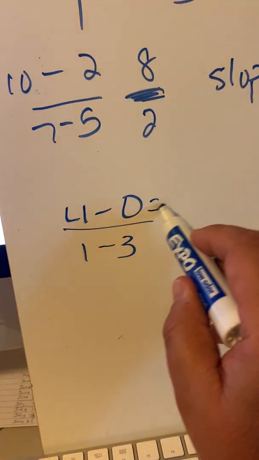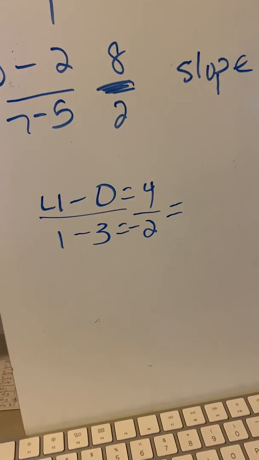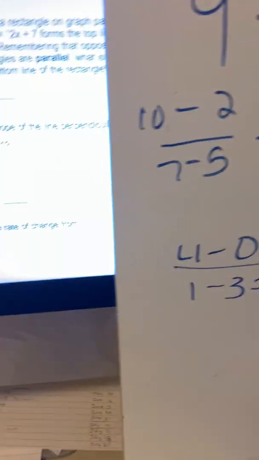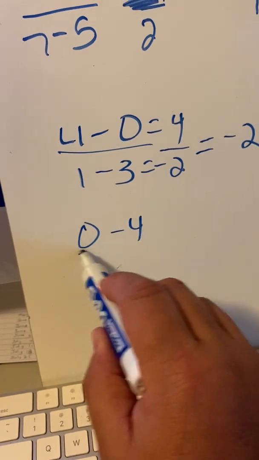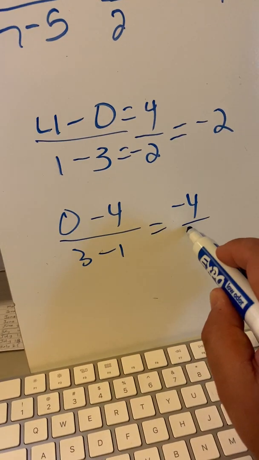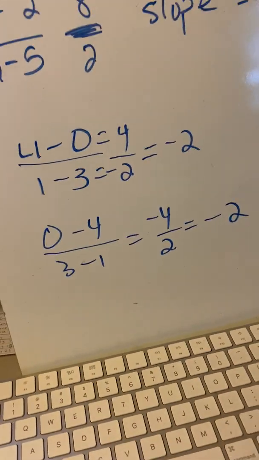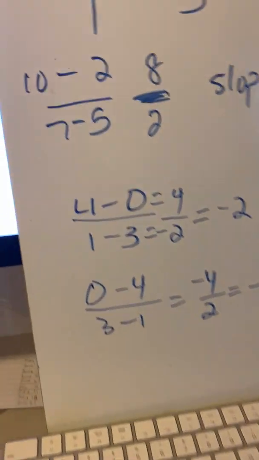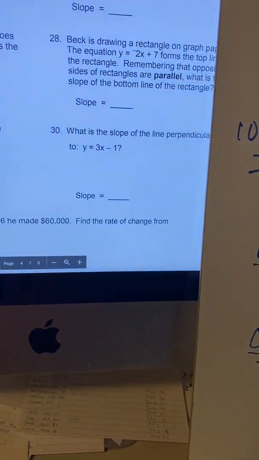Okay, 4 minus 0 is 4. 1 minus 3 is -2. 4 divided by -2 is -2. Now, if I did it the correct way, it would have been 0 minus 4 over 3 minus 1, which is -4 over 2, which is still -2 for the slope. So it doesn't matter which way, as long as you're consistent, you're going to get the right answer for this. Now the next two are just basic.